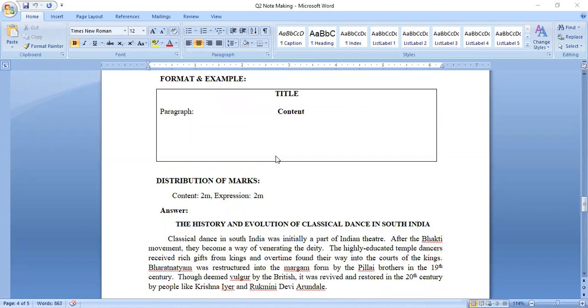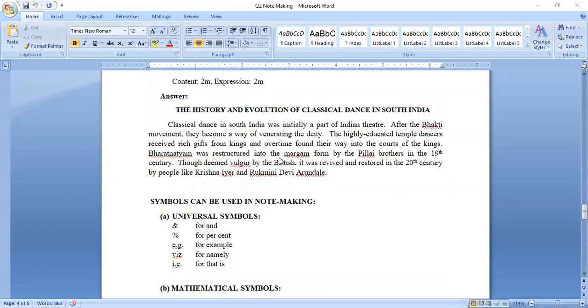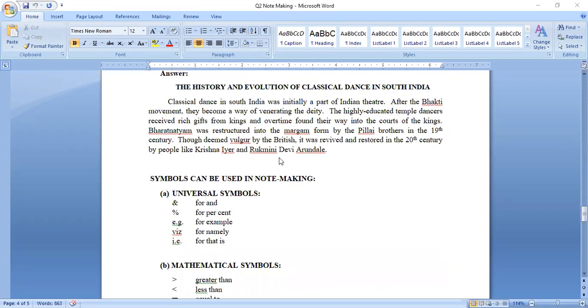You have to prepare the draw box, then the title, that same title you have used in the notes, and you have to go for paragraph writing. Simple, one paragraph or two paragraphs is enough. You can also write the content. That's all. You can also see, based on that, the answer on the history and evolution of classical dance in South India.